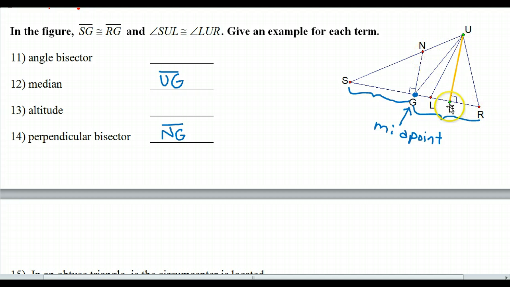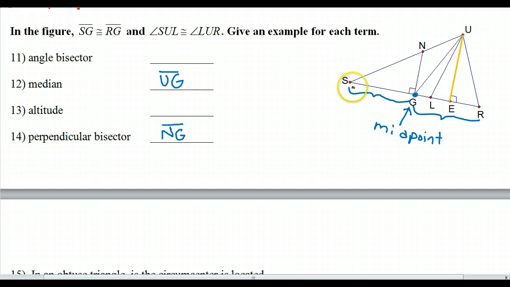Okay, let's talk about segment EU. Which one of these is the one that has to be perpendicular, but it also has to start from a vertex? Which is the one that goes from a vertex and then perpendicular to the opposite side? That's going to be the altitude. Okay, and again, this is just straight memorization.